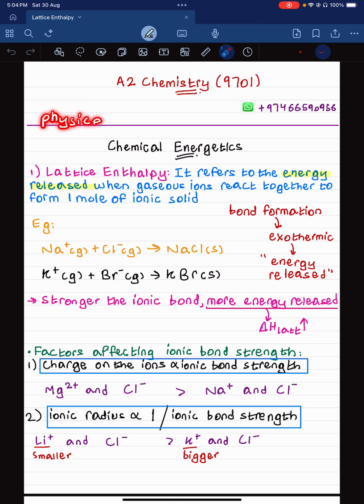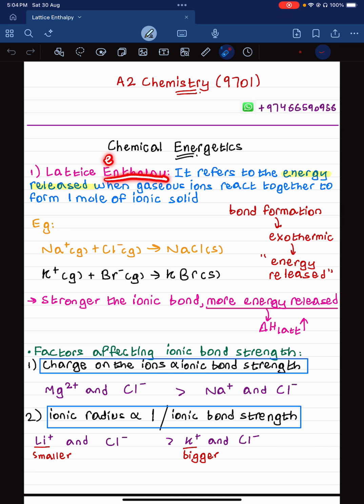And even in physical chemistry, as a subtopic, we'll be looking at chemical energetics. The first definition which we need to learn in chemical energetics, and that is also mentioned in your syllabus, is lattice enthalpy. Now, let's understand this word by word.